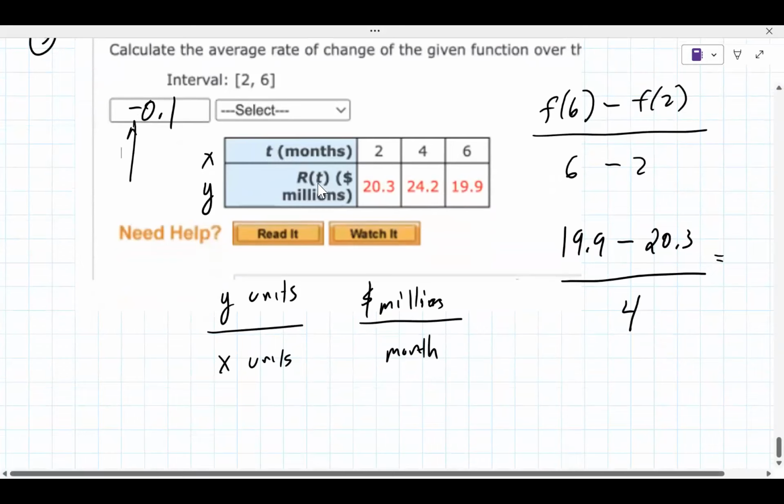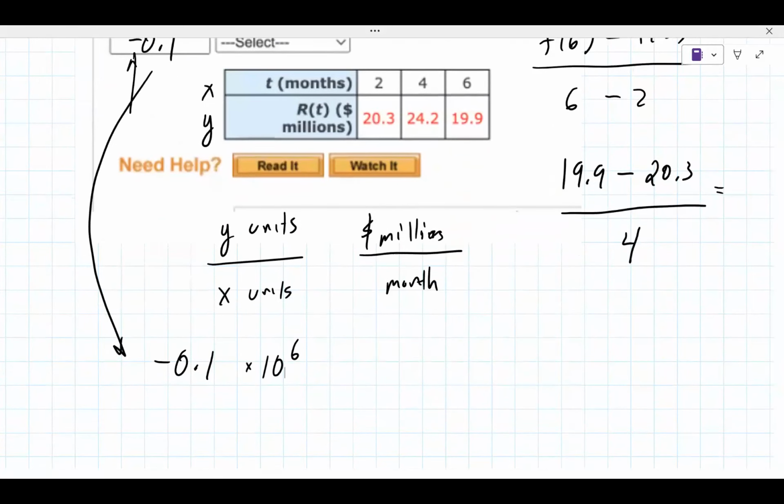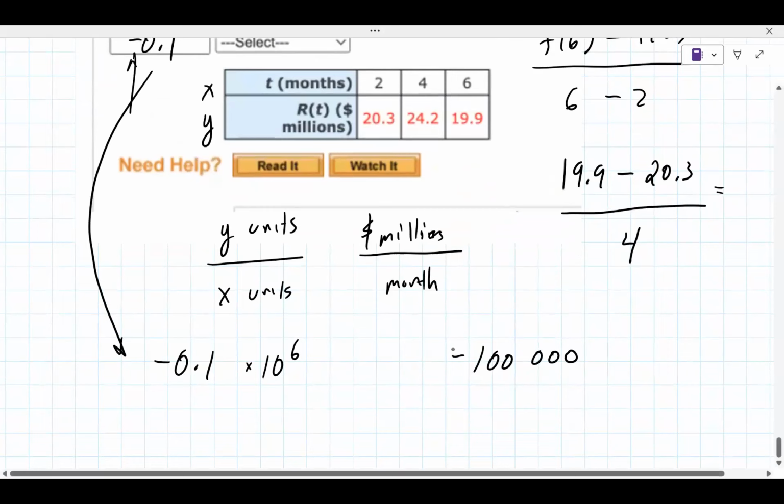See how this is in millions. You have to convert this by multiplying by 10 to the sixth, and that makes it in dollars. You're moving the decimal a bunch. If you're not comfortable with that, maybe use your calculator. But it ends up being minus 100,000. Okay, I'll try that one then. Yeah, so that was correct. All right, great.